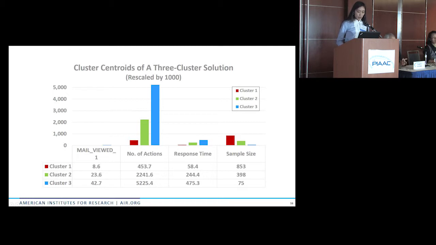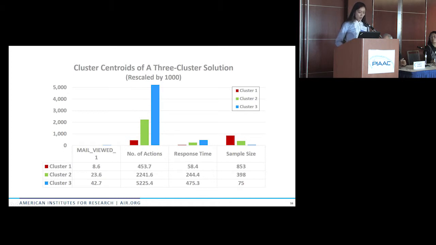And then there's a moderate size group with moderate number of actions and response time. And then there's a small group of people with extremely high action frequencies and response time. So then we're wondering what is the relationship between these cluster membership and PSTRE scores.